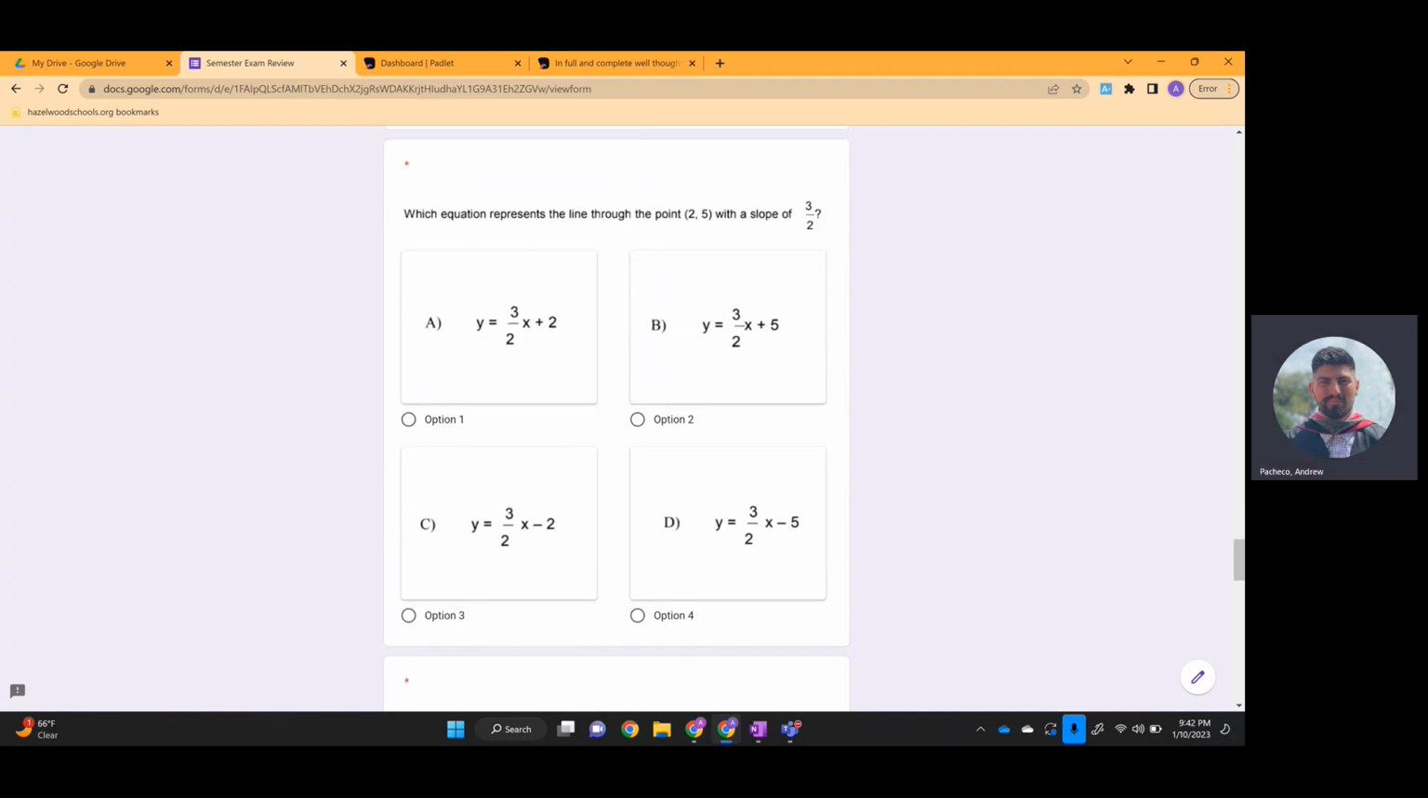Couple more questions. This one says, which equation represents the line through the point 2, 5 with a slope of 3 over 2? So for this one, the answer choices all have 3 over 2 for your slope. So you're just trying to figure out what is the y-intercept.